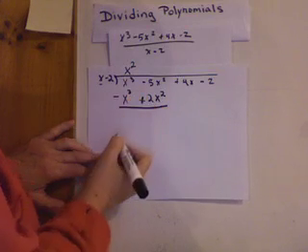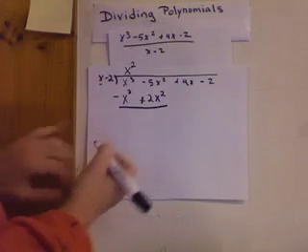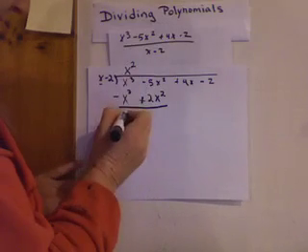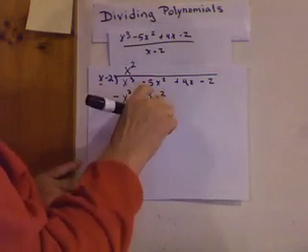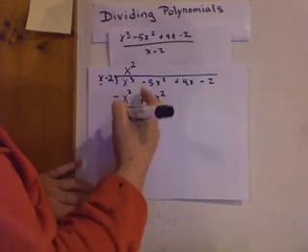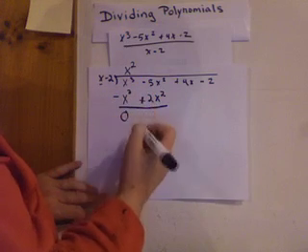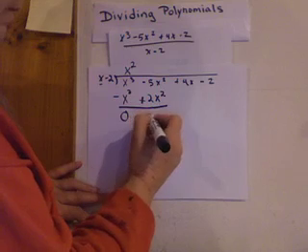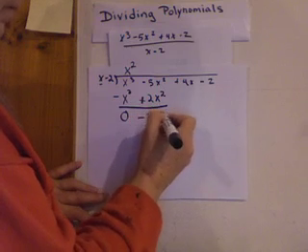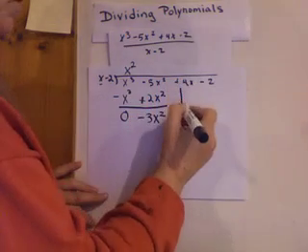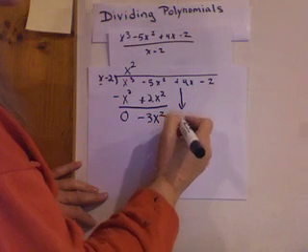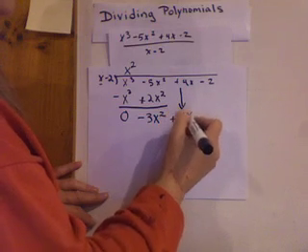So you subtract in algebra by changing the signs. We're going to add. I get a 0 here. Minus 5x squared plus 2x squared is minus 3x squared. Bring down the next term, plus 4x.